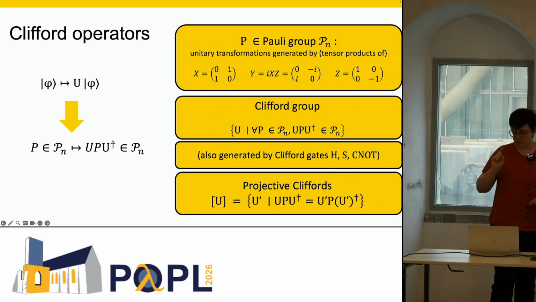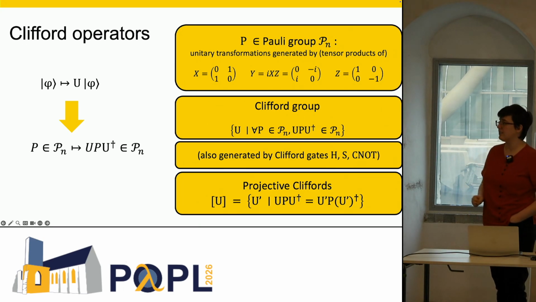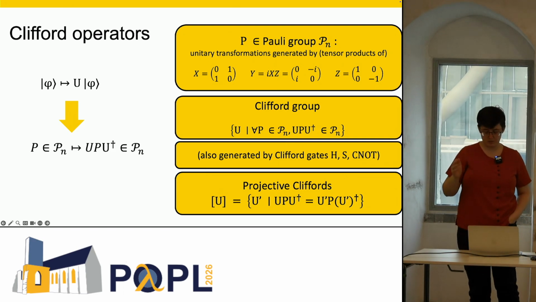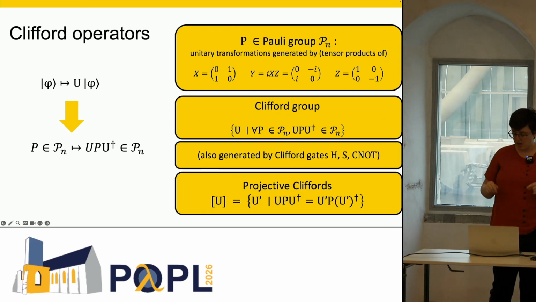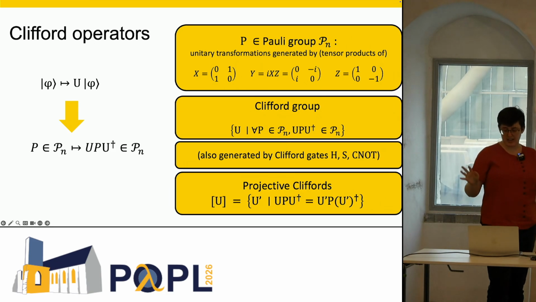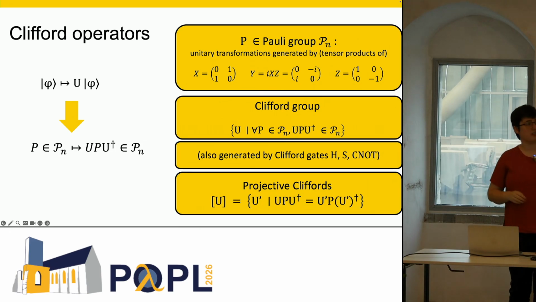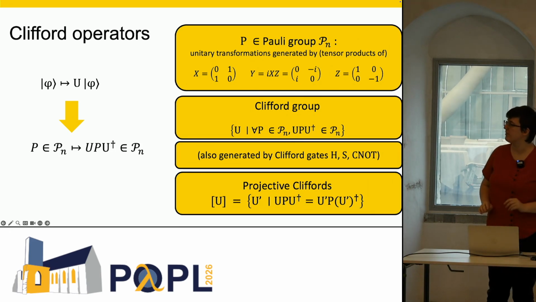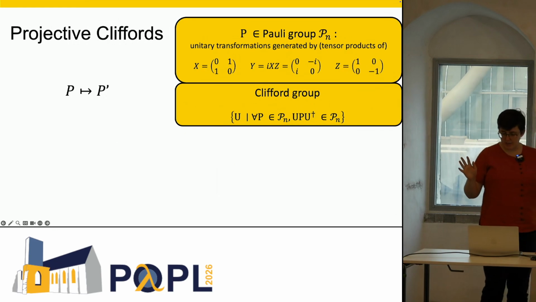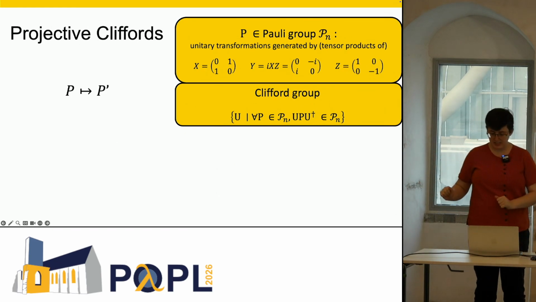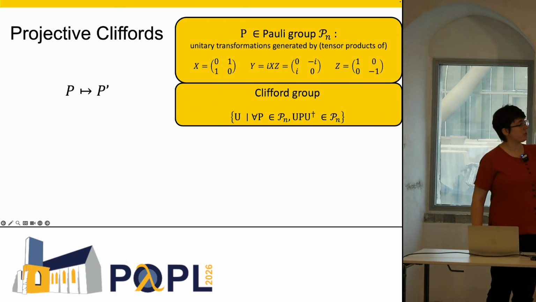I will note that any two Cliffords with the same projective action, in fact, this is really true of any two unitaries with the same projective action, are indistinguishable up to global phase. So we can really consider the equivalence class of those unitaries up to conjugation. And in this case, we're going to call that the projective Clifford operators. So rather than thinking about unitaries as a map from states to states, in this talk, we're going to be thinking about projective Cliffords as a map from Paulis to Paulis.